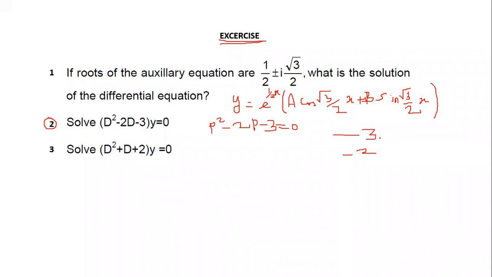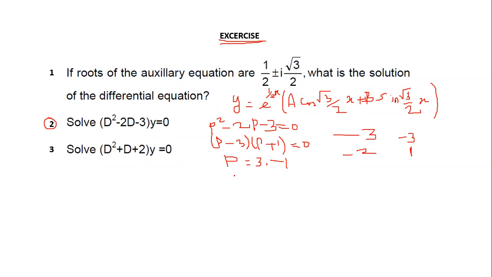If you are multiplying, it is minus 3, and the roots are minus 3 and 1. Then how can we write that? (P minus 3) into (P plus 1) equal to 0. Your point is correct, but it is not minus 3 actually. P equal to 3 comma minus 1. So here the roots are real and unequal.